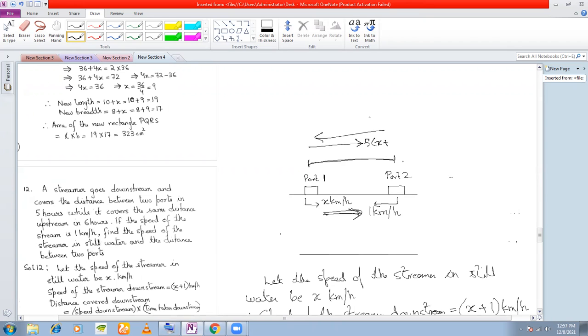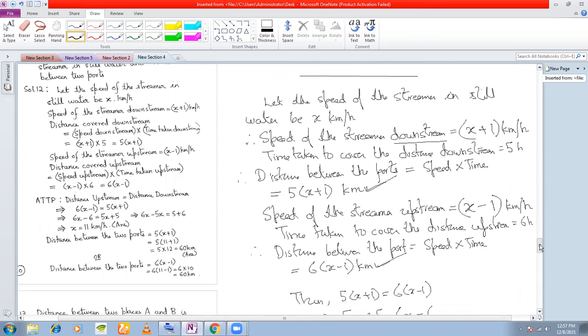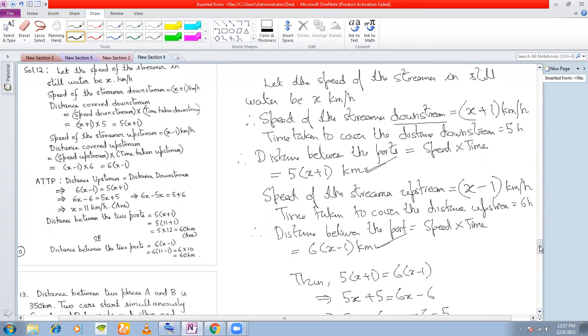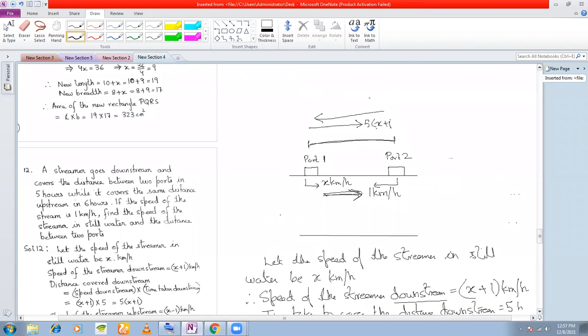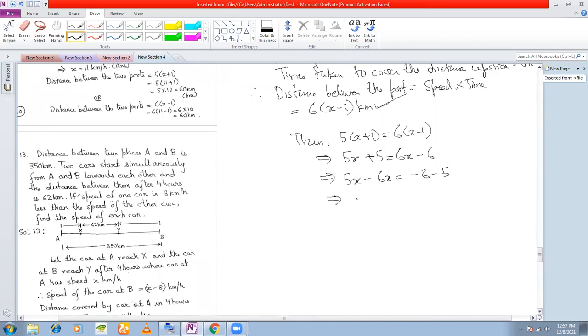Downstream we had found the distance to be 5 times x plus 1, and upstream we have found it to be 6 times x minus 1, right? So these two distances will remain the same. That is why they are equal. So therefore, minus x is equal to minus 11. That means x must be equal to 11. And what was x? x was the speed of the streamer in still water, in kilometer per hour, right?